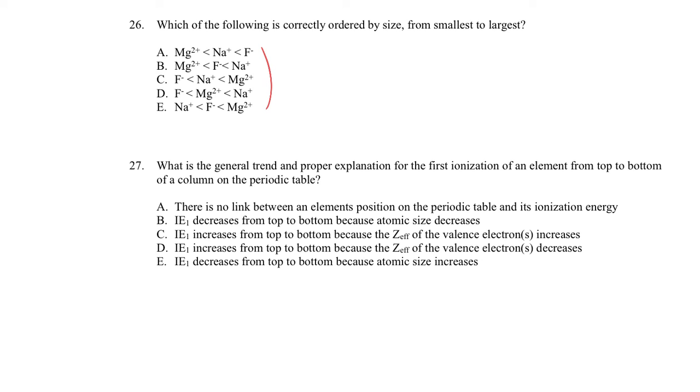So we have an isoelectronic series. These all have 10 electrons. And so the more protons, the smaller. So magnesium should be the smallest, followed by sodium, followed by F minus. Looks like A. So we're looking at 12 protons versus 11 protons versus 9 protons in the nucleus of these ions, pulling in the same number of electrons. So more protons for the same electrons makes magnesium 2 plus smaller.